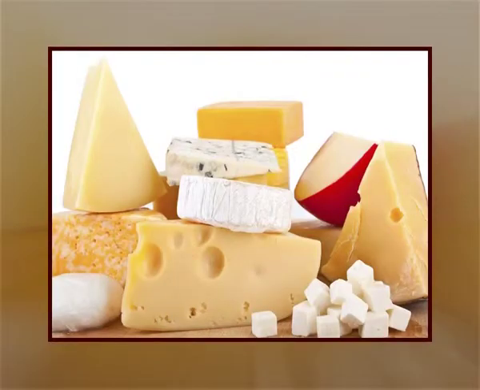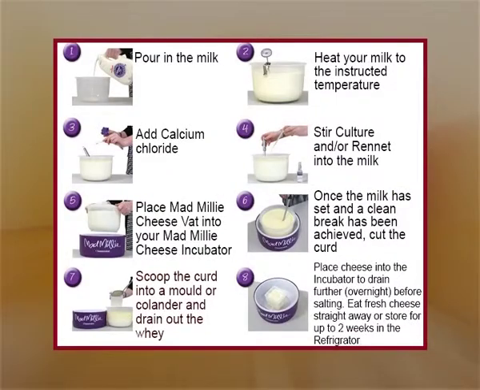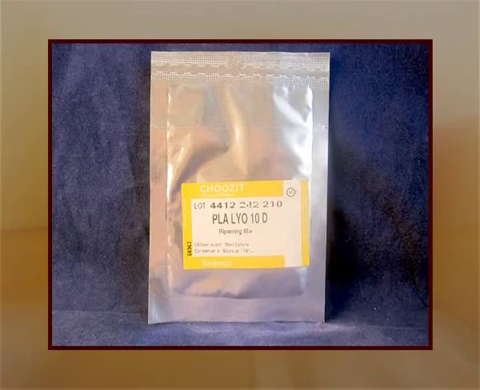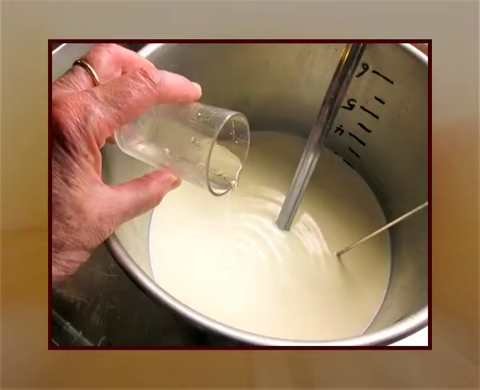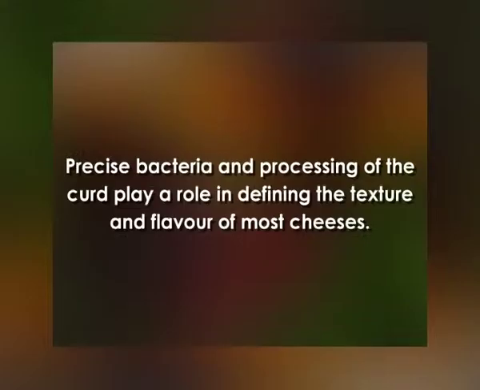To begin with, let me first of all give you a brief idea about cheese. Cheese is a solid food made from the milk of cows, goats, sheep and other mammals. Cheese is made by coagulating milk. This is accomplished by first acidification with the bacterial culture and then employing an enzyme rennet or rennet substitutes to coagulate the milk to curds and whey. The precise bacteria and processing of the curd play a role in defining the texture and flavor of most cheeses.